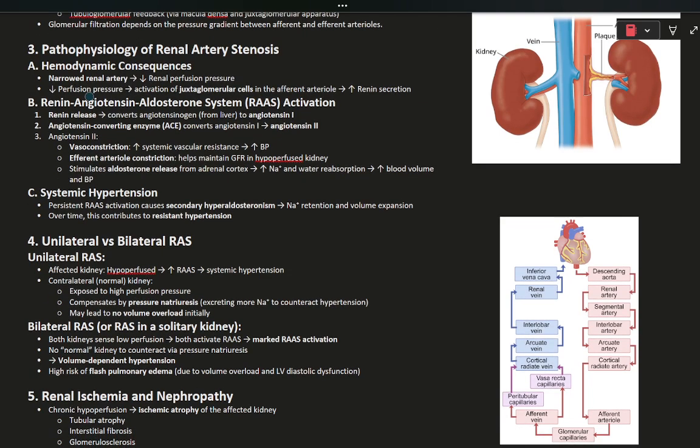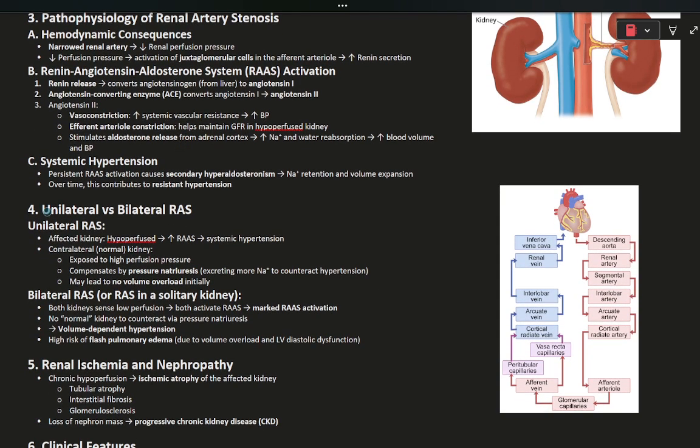And so, just to remind you again, renal artery stenosis involves a narrowed renal artery, which leads to decreased renal perfusion pressure, and that decreased perfusion pressure leads to activation of juxtaglomerular cells in the afferent arteriole, which then leads to renin secretion and ultimately increased blood pressure.